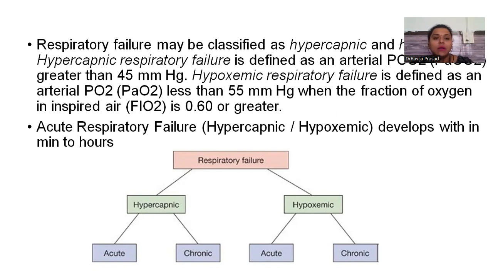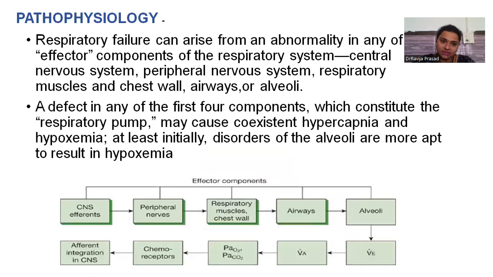As you can see, what is acute respiratory failure? Acute respiratory failure is basically divided into two main kinds, hypercapnic and hypoxemic. Now you have seen the kind of reading which is actually needed. What do you mean by hypercapnic respiratory failure, and what is hypoxemic respiratory failure? Both develop within minutes to hours.